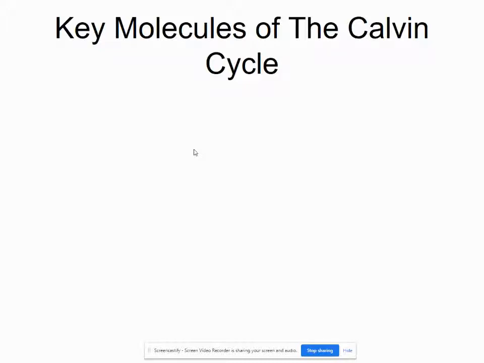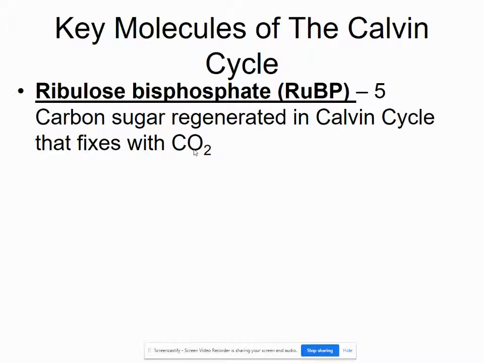I do want you to write down some key molecules of the Calvin cycle, just like we had to remember G3P and pyruvate and acetyl coenzyme A for cellular respiration. These are the three main molecules you're going to have to know the names of that are probably not familiar to you for the Calvin cycle. And the first one is something called ribulose bisphosphate. We can call this RuBP.